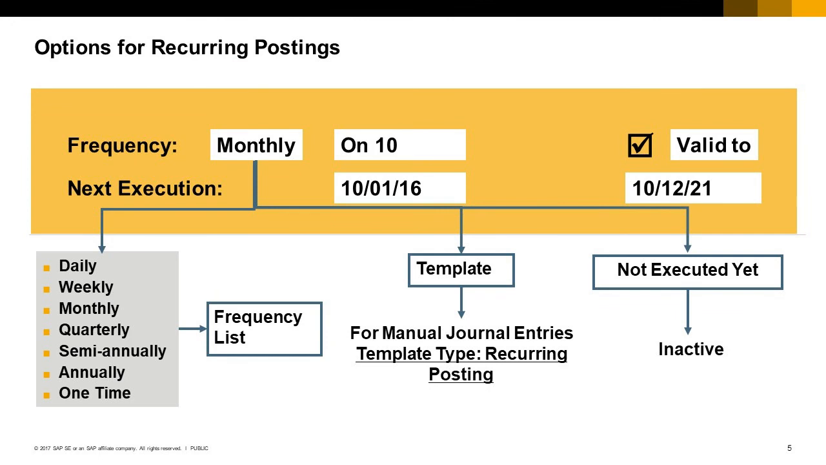You have a few options when you set up a recurring posting. You can set the frequency for how often the posting will occur. You can choose a frequency from a frequency list. You can also set a validity date for the posting which specifies the last possible date a posting can be made. If you do not wish to post on a regular basis, you also have an option to set up a recurring posting as a template to be used as needed.